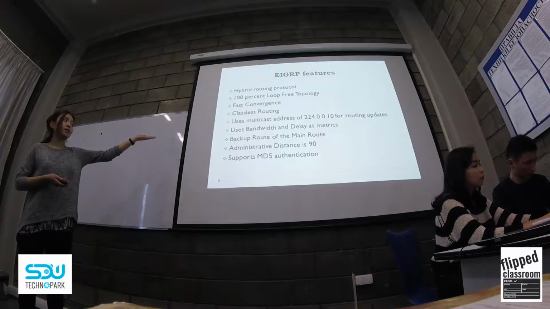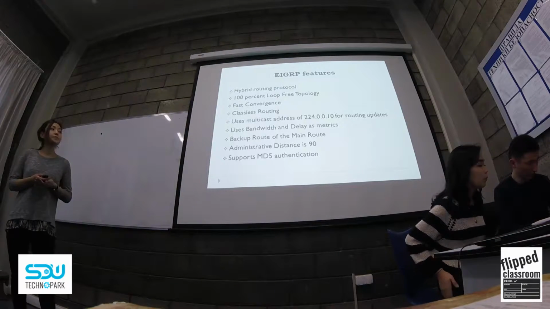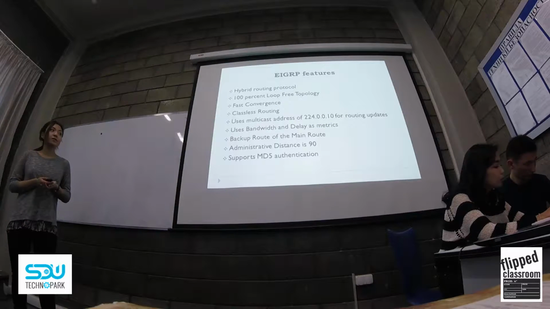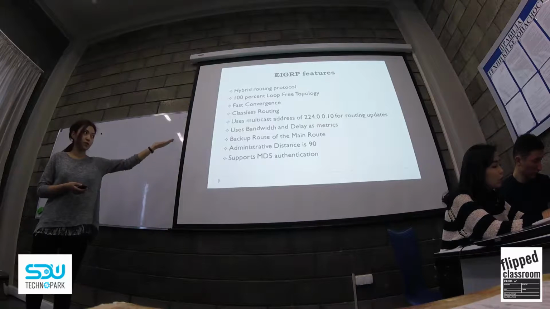Also, it uses a multicast address for routing updates. And as a distance vector protocol, it uses bandwidth and delay as metrics. Of course, it can use other metrics, but by default it uses these.